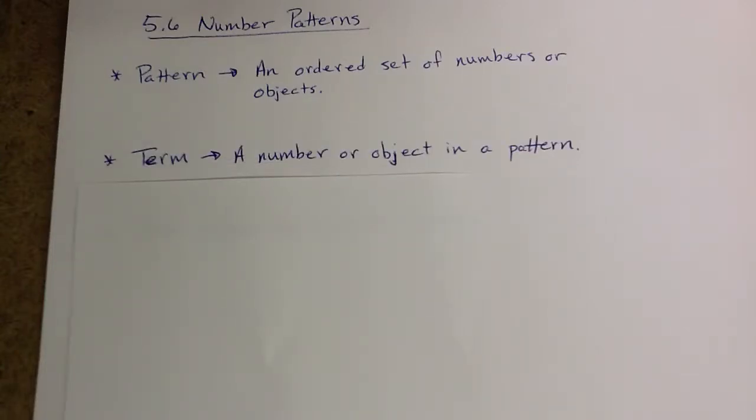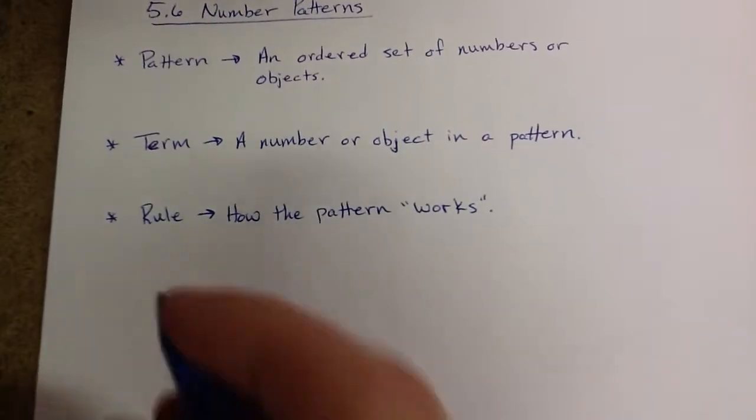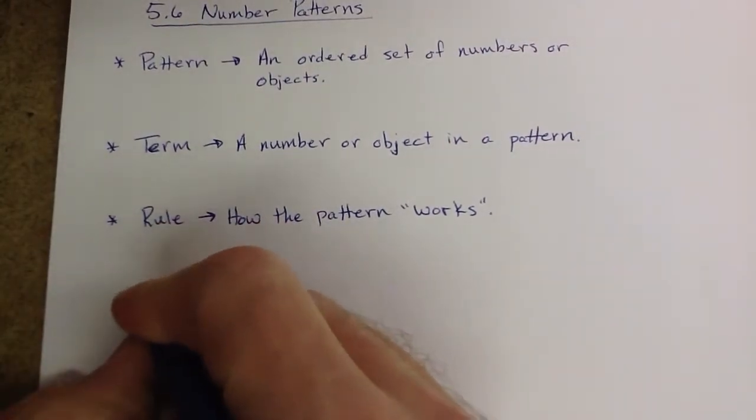Now a term, that's another word that you're going to hear in this lesson. A term is a number or object in a pattern. So the numbers that are in the pattern are referred to as a term. And one final definition that you'll see here is rule. Now the rule basically explains how the pattern works. Let's take a look at an example of a pattern and rule.